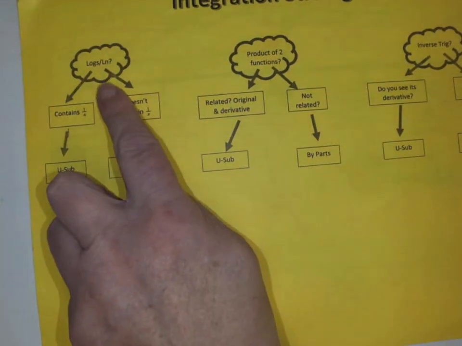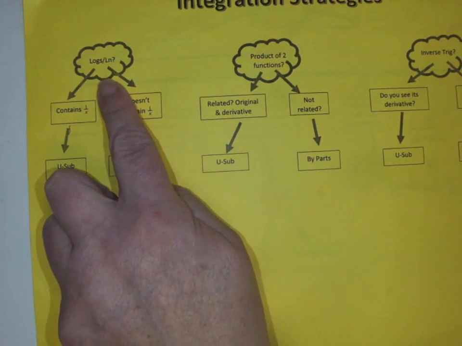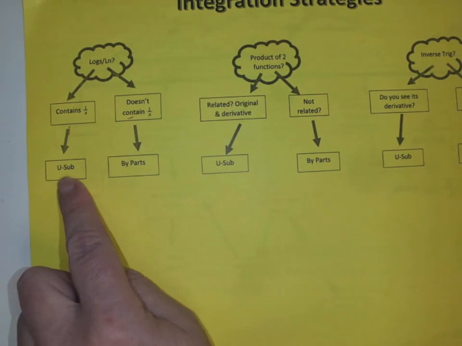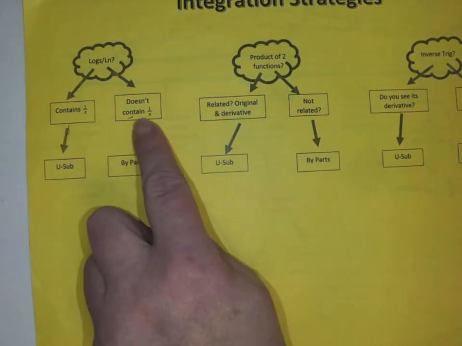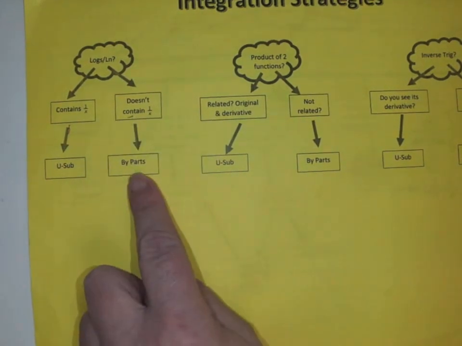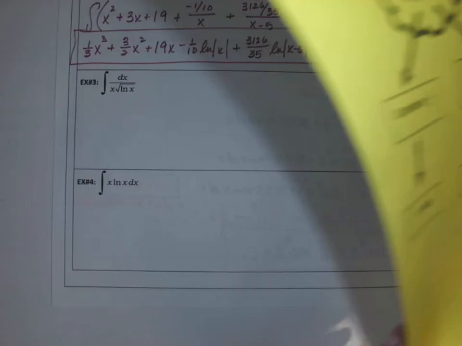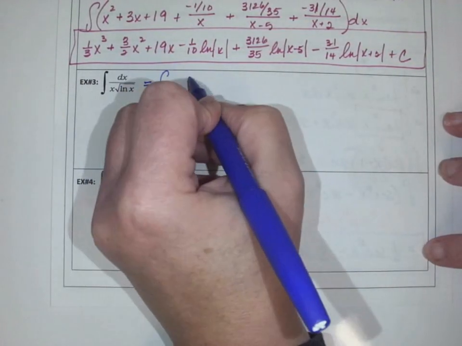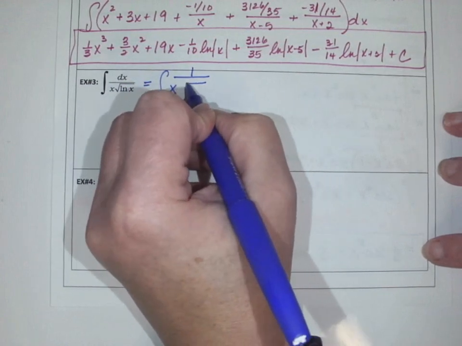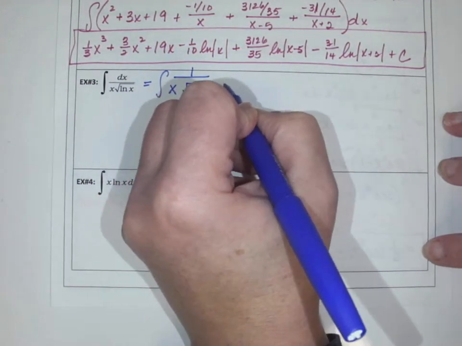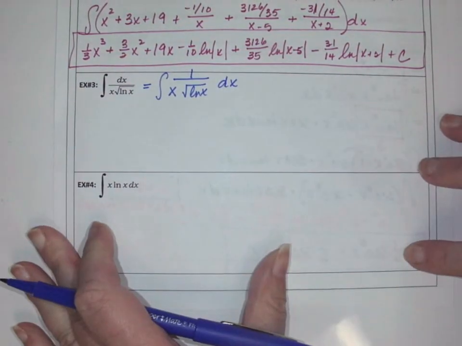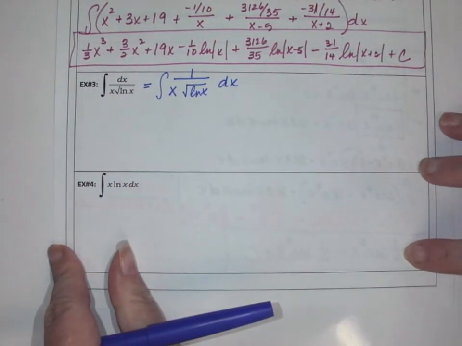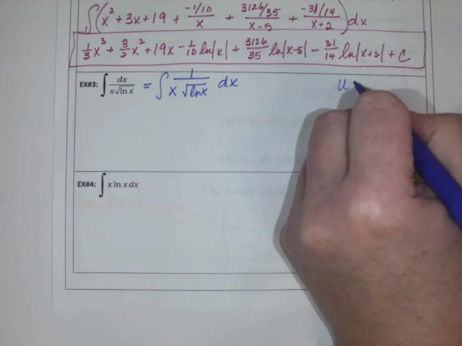So I told you on our sheet that there are two options when involving a natural log. It either contains a 1 over x and we do it as a u sub problem, or it doesn't contain 1 over x and we have to do it by parts. So if I look at this first problem and rewrite it, it's really 1 over x square root of natural log of x dx. I like pulling that dx to the side. So you can see that we do have a 1 over x in the problem, so this one is going to be a u sub.